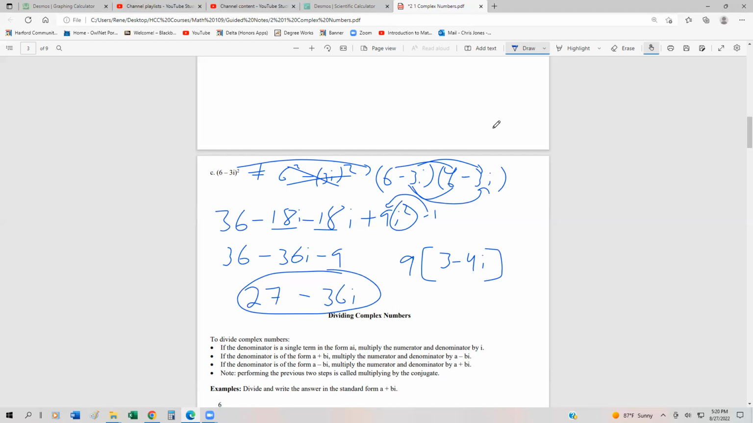All right, so that's the first three operations: multiplication, addition, and subtraction. Now, in the next video, we'll take a look at division, which is a little bit tougher, but not all that bad.